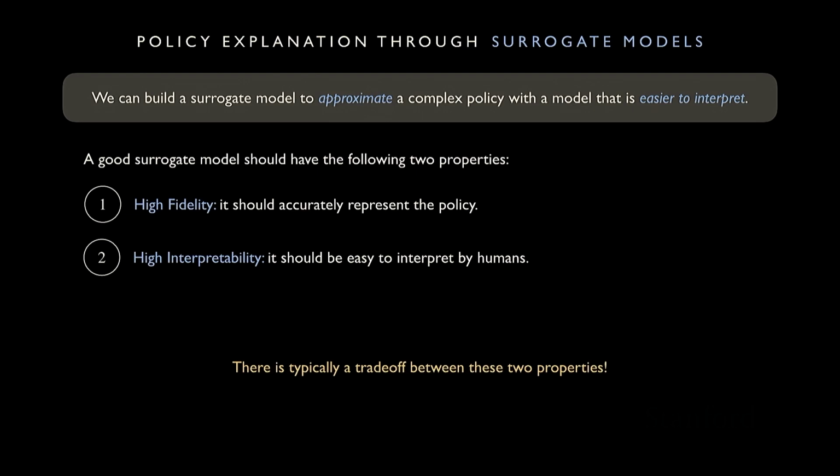Typically, as you might imagine, there's a trade-off between these two properties, because if we could have a policy with high interpretability that perfectly approximates the true policy, we might as well just use the policy with high interpretability as our actual policy. So in general, there tends to be a trade-off between these two things.